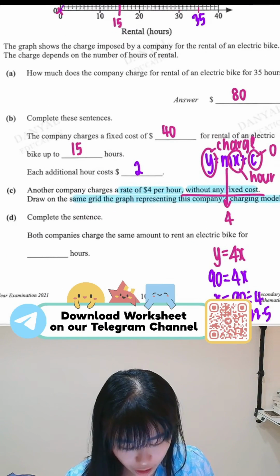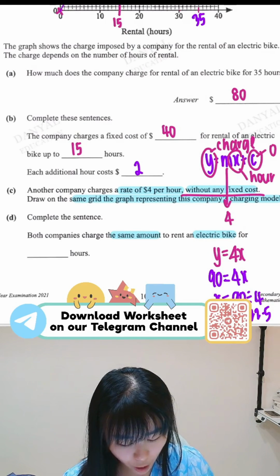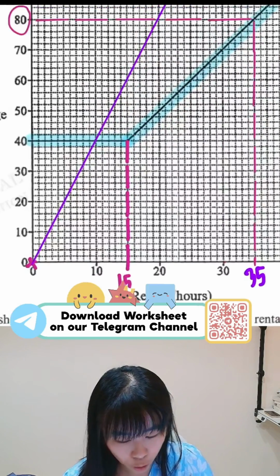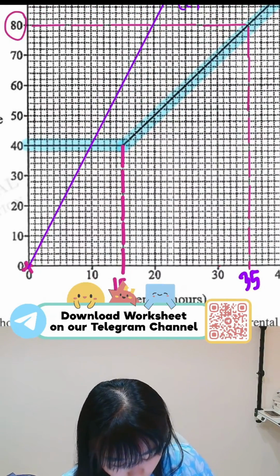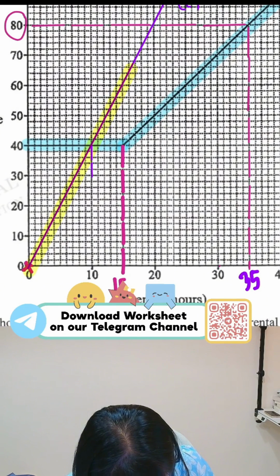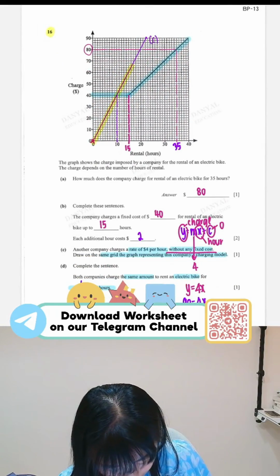Complete the sentence. Both companies charge the same amount to rent the electric bike for how many hours? So for them to charge the same, they must meet. So go to your graph. Where they meet, look at this. Isn't it they meet here? This one. So you just dash lines down. So they meet at 10 hours. Yes, so your answer is 10 hours.